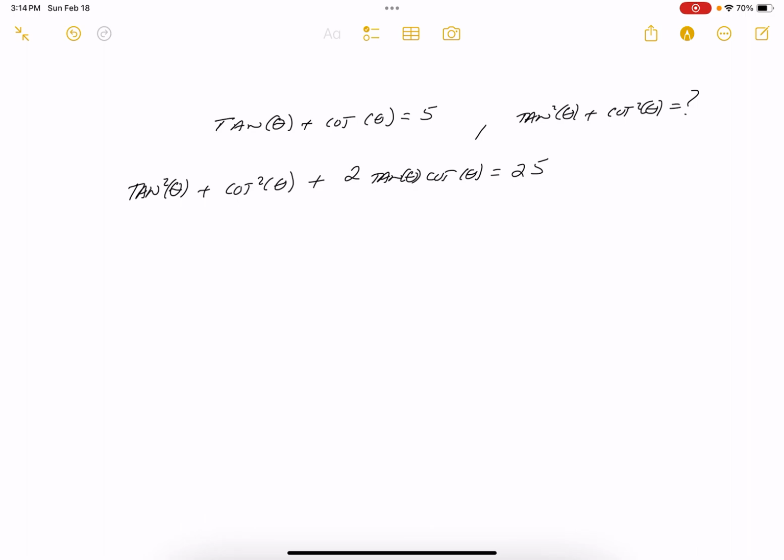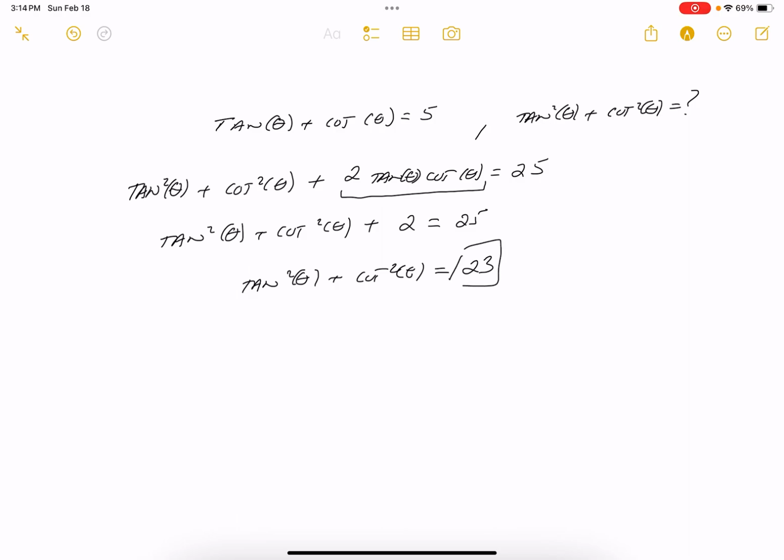I'm squaring both sides. Now, granted, someone says, what do you do now? Well, look at this thing over here, and this is going to be conditionally 1. Let's write this down. Tangent squared theta plus cotangent squared theta plus 2. Again, tan and cotangent are reciprocals, equals 25. So what I see now, tangent squared theta plus cotangent squared theta is equal to 23. All right, final answer.